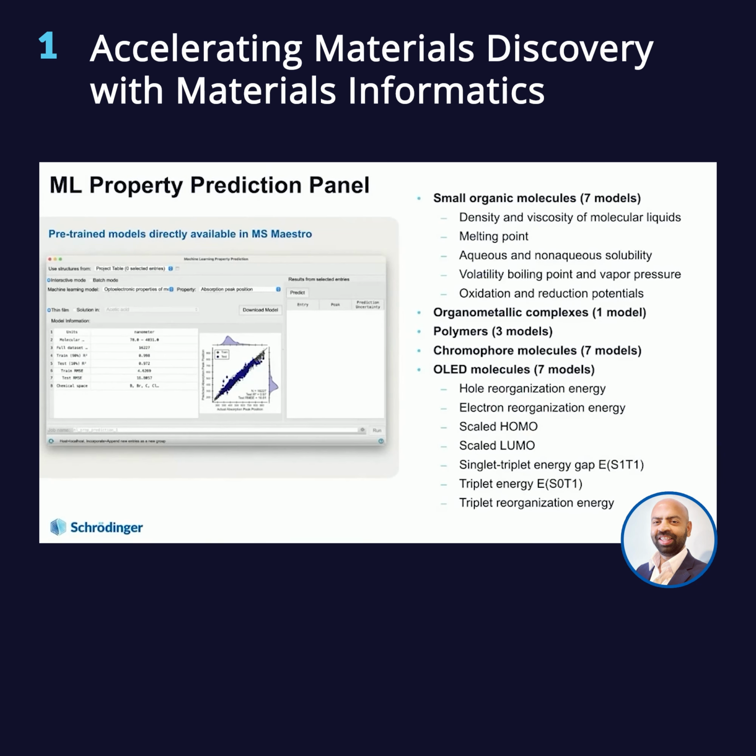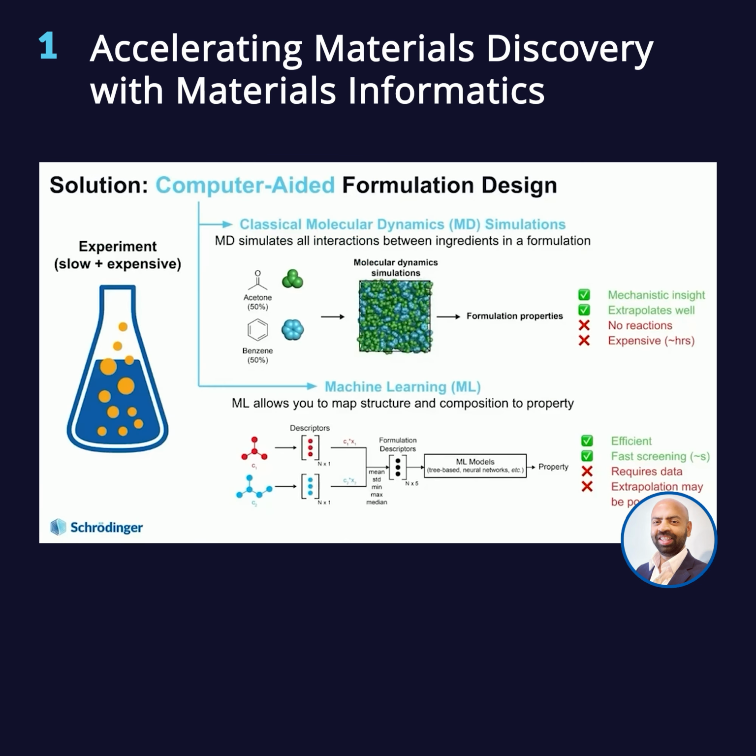We also have a machine learning property prediction panel, which allows you to use pre-trained models to make predictions on a variety of different material science properties in a fraction of a second. But the main advantage of machine learning is that it allows you to make predictions in a fraction of a second. So you can actually scan through tens of thousands and millions of formulations as a first screening process before you go into validation with physics-based simulations with either molecular dynamics or with quantum mechanics.